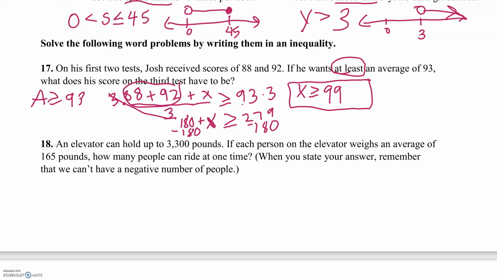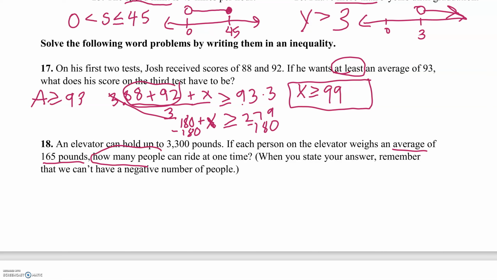That's number 17, and it doesn't say to graph it on a number line or write it in set notation like the other problems have said, so we are done. Number 18 says an elevator can hold up to 3,300 pounds. If each person on the elevator weighs an average, we have that word again, of 165 pounds, how many people can ride at one time?